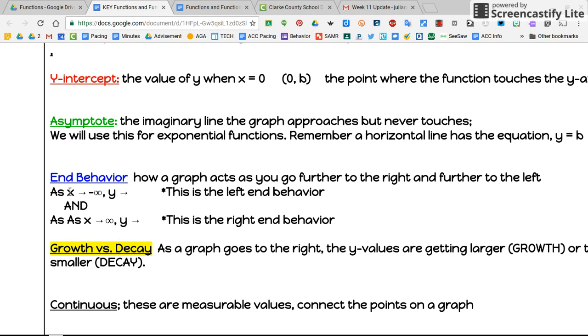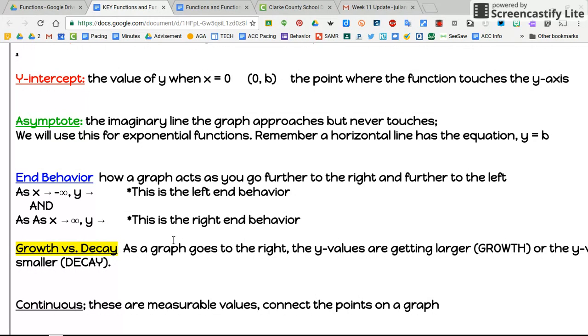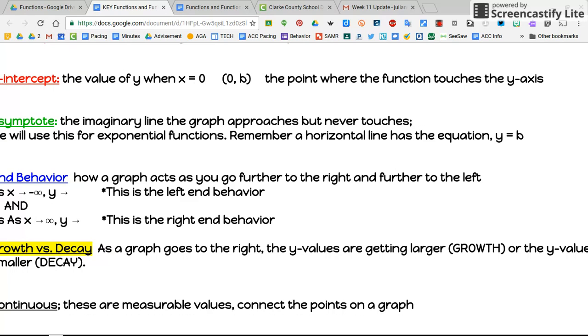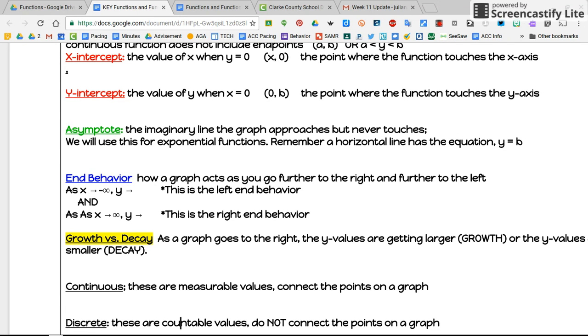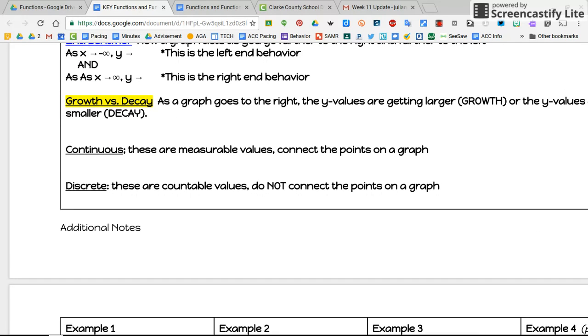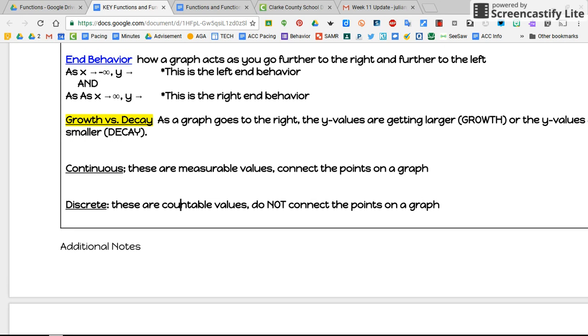Again, x goes to negative infinity is a fancy way for saying you're going left on the graph, and x goes to infinity is a fancy way for saying you go to the right. We've talked a little bit about growth and decay, but as a graph goes to the right, if the y values are getting larger, it's going to be growth. If the y values get smaller, it's going to be decay. And again, a review of continuous and discrete. Continuous are measurable values. They connect the points on a graph. Discrete or countable values do not connect the points on a graph.